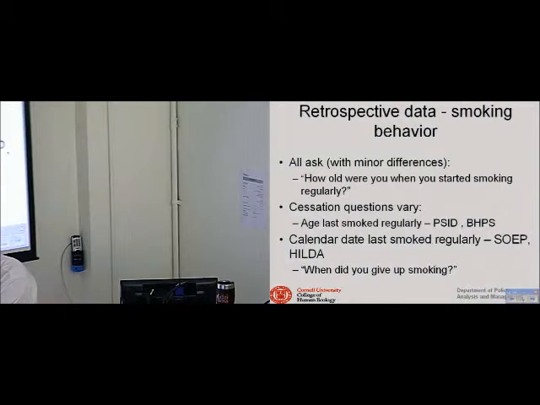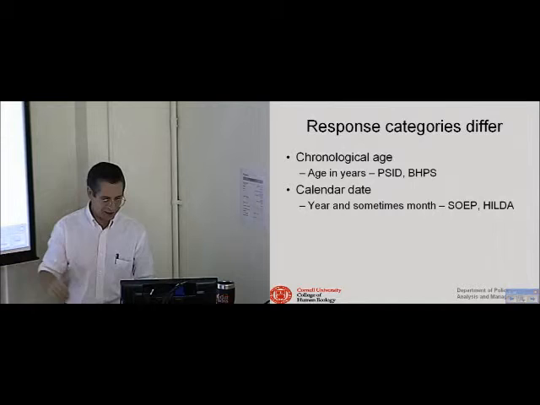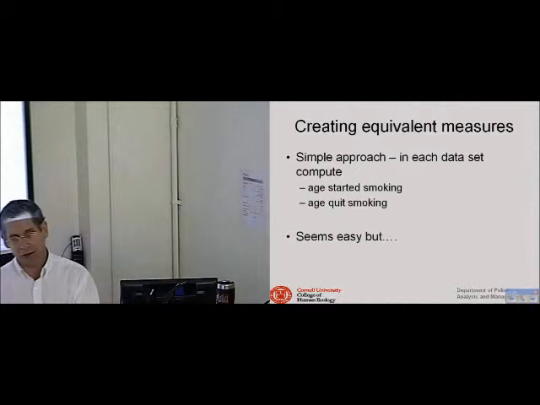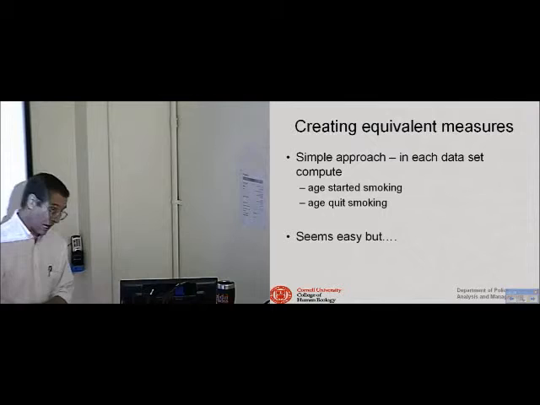I don't want to discourage you, but I also want to give you full information. So these differences are there. It seems simple. I said, all I need to do is take the calendar year that somebody quit and their age or their birth date and just convert, and we're done, right? So you peel the onion, you say, oh, wow, the second level looks exactly the same too, so I'm fine, right? But here's what happens when you look at response categories.